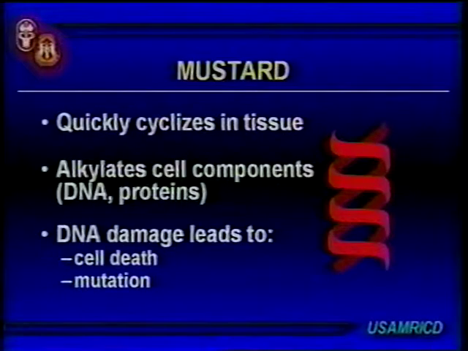The molecule I showed you of mustard is not the active molecule. When mustard comes into contact with water, it cyclizes into a closed little intermediary. That's the one that does the real damage. And it acts like greased lightning once it goes into that circular ion.